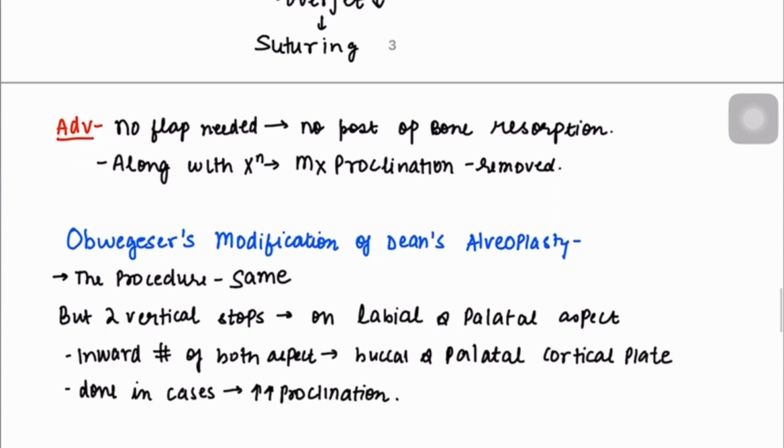Now Wisger's modification of Dean's alveoloplasty. In this, the same procedure is done, but instead of one vertical stop on the labial aspect, two vertical stops are given, one on labial and one on palatal aspect. And then inward fracture of both the aspects is done, that is buccal and palatal cortical plate. This is done in cases of high proclination.